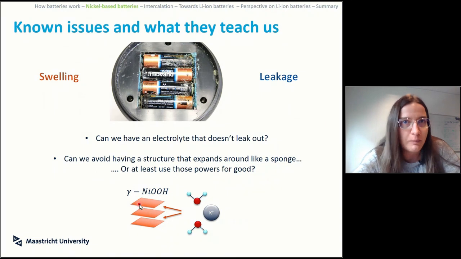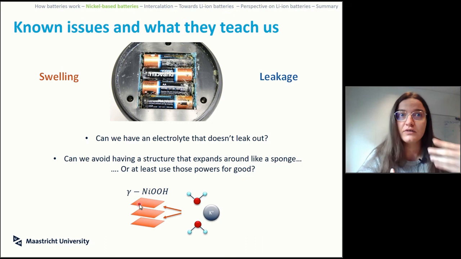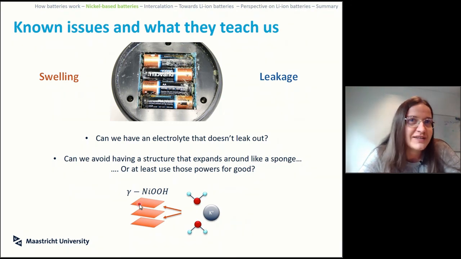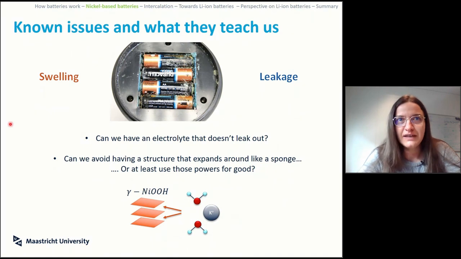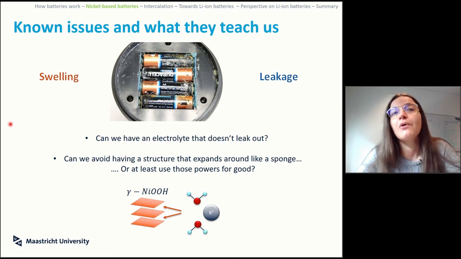But can we stop it? Is there something that we can do to stop it? Or at least, since it seems to be very eager to do this, can we use this peculiarity of the structure, that it seems to be able to accommodate a lot of stuff inside, for something nicer than just ending up with a leaky, smelly, sticky battery? This is something that we're going to discuss in the next part of the lecture, as we go towards more modern batteries.